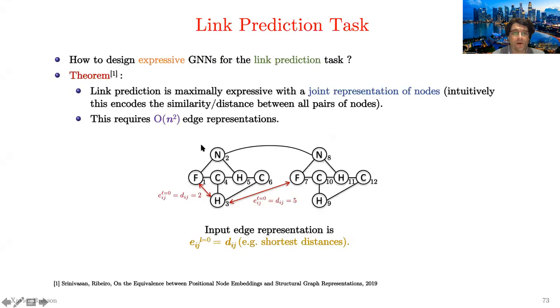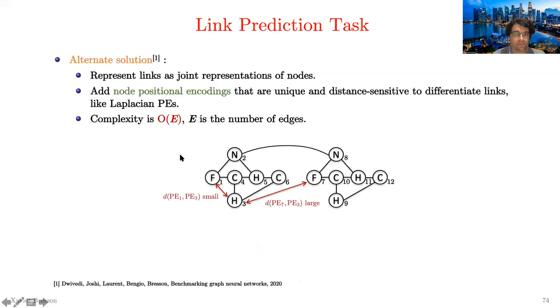So for example, if you want to solve the previous issue, you can use as joint representation of nodes, for example, the shortest distance. So the shortest distance between H and F is going to be 1, 2. And then you're going to also have 1, 2. But then if you take the shortest distance between this hydrogen and this fluorine, you're going to have 1, 2, 3, 4, 5. So you can disentangle this problem of link prediction if you use joint representation of nodes. We propose as an alternative solution to use, again, the Laplacian positional encodings. It's a way to speed up the problem.